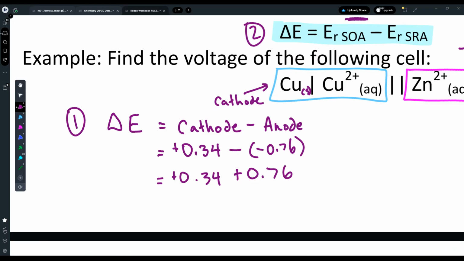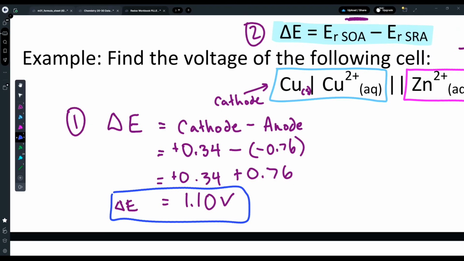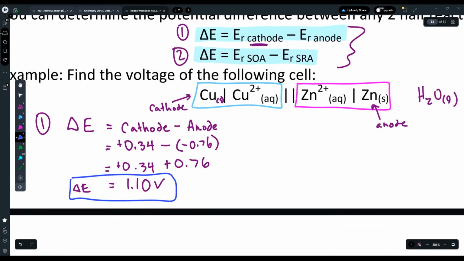And then we just add 0.34 with 0.76, and that's going to give us 1.10 volts. As a reminder, for this answer, I've already put it in the correct amount of sigdigs. Remember, when you're adding or subtracting numbers, you're always going to the number that has the least amount of sigdigs after the decimal. So since both of our values have 2 significant digits after the decimal, that just means that I have to have my final answer with 2 sigdigs after the decimal.